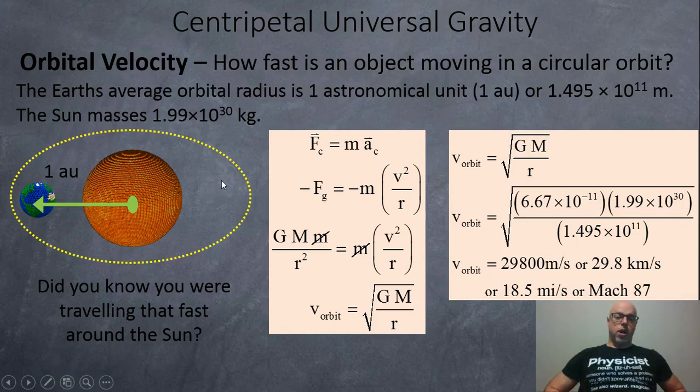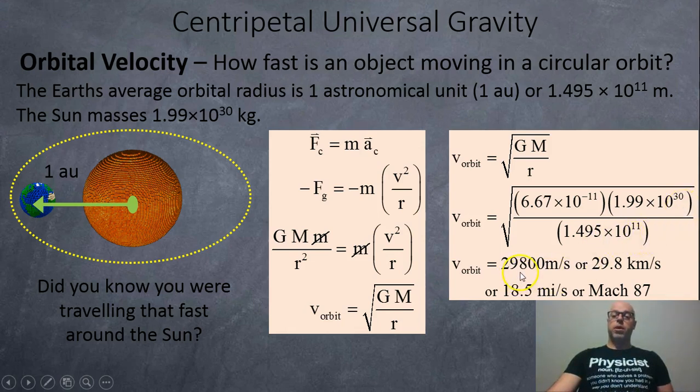Orbital velocity is also very interesting too. How fast is an object when it's moving in a circular orbit? So the Earth's average orbit, once again, is 1 AU, and the Sun's mass, we know that as well. So our centripetal force is going to provide a speed, so speed squared over r. And when we rearrange this, your orbital speed is equal to the square root of big G times the mass of the object at the center of the circle, divided by the radius. So for the Earth, we're going to have 6.67 times 10 to the negative 11, mass of the Sun, 1.99 times 10 to the 30, divided by 1 astronomical unit, square rooted.